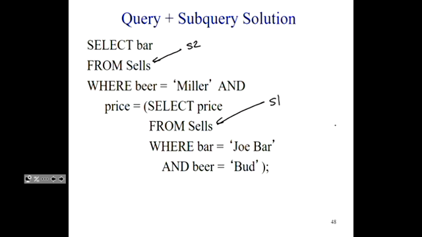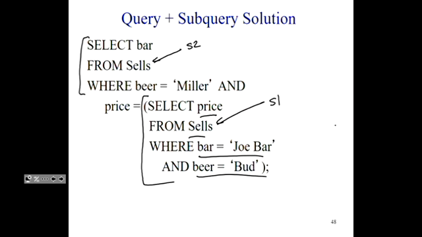So our S1 and S2 copies. Once again, I have my external select from where, which is select bar from cells where beer is equal to Miller and price is equal to the price that Joe charges for Bud. So that is what this nested subquery captures. This is select price from cells where bar is equal to Joe bar and beer is equal to Bud. Any questions about this?